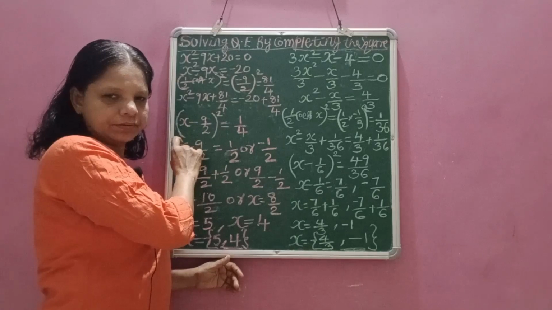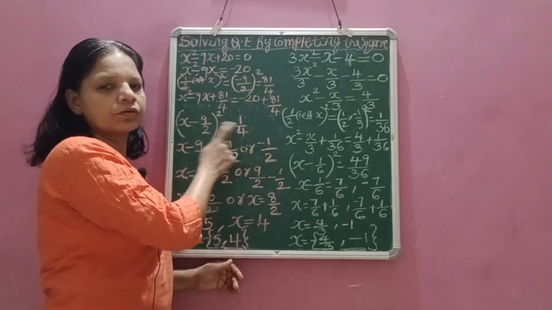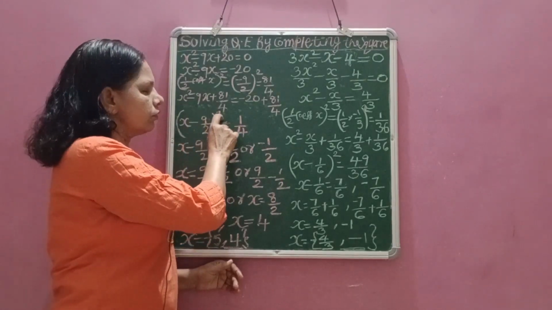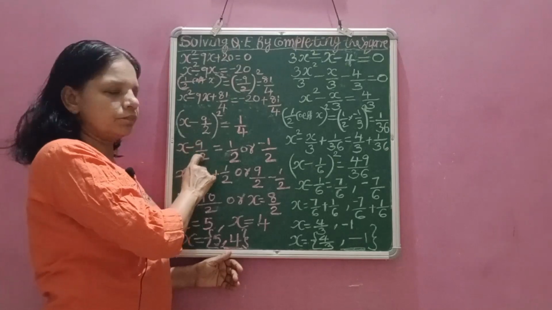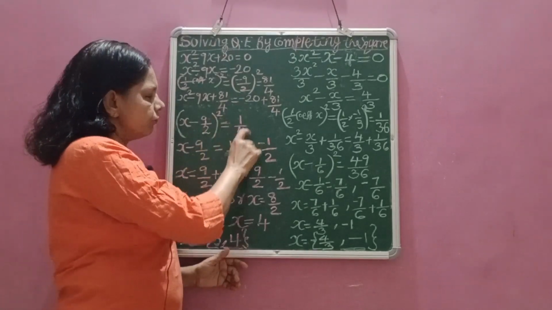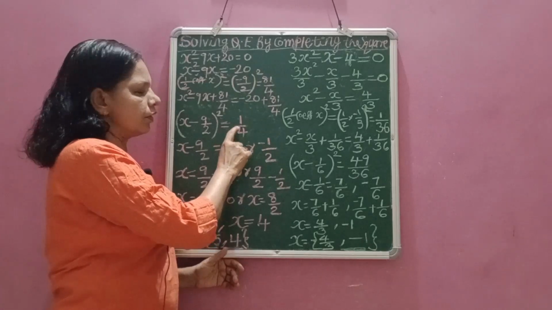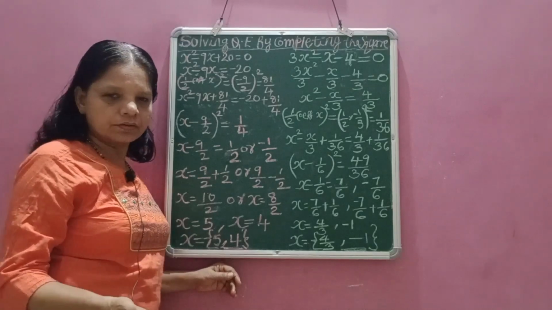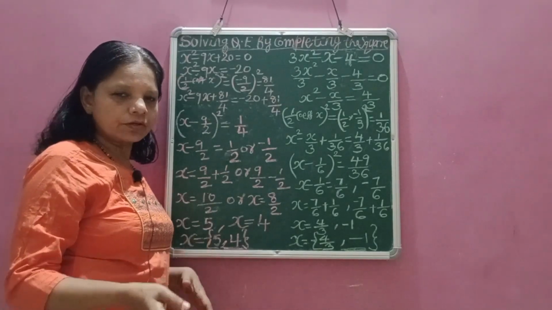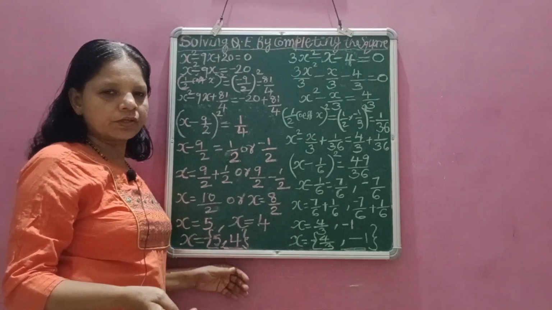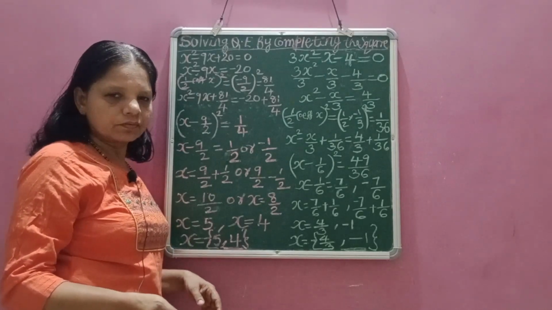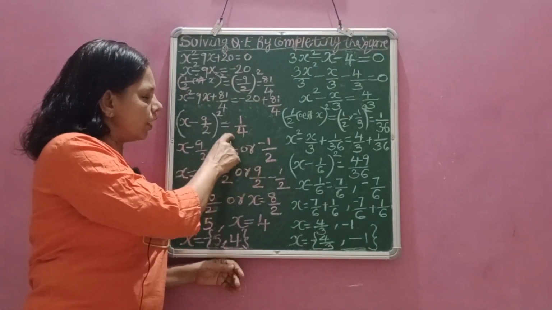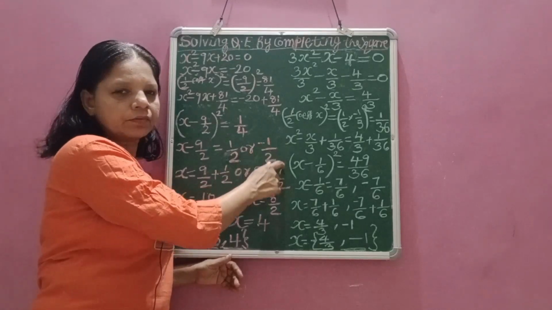Clear, using the identity. Now what you have to do? Taking square root on both the sides. So when you take the square root of (x minus 9 upon 2) the whole square, it will be x minus 9 upon 2. And when you find the square root of 1 upon 4, it will be 1 upon 2. Square root of a number can be positive or negative because minus into minus is plus. So square root of 4 can be 2 or minus 2. Minus 2 square is 4, 2 square is also 4. So two values will be there, either 1 upon 2 or minus 1 upon 2.